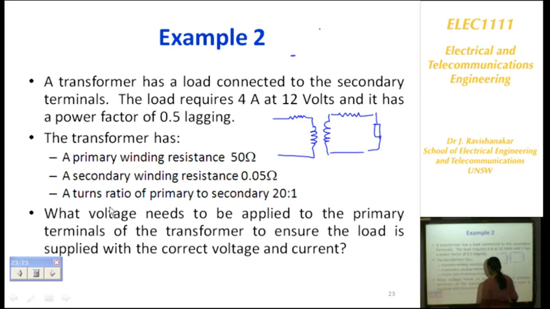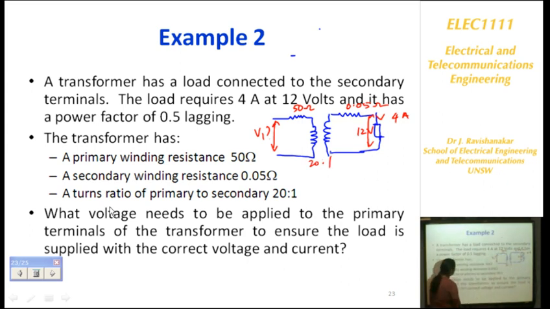Now this resistance is 50 ohm. This resistance is 0.05 ohm. The current here is given as 4 ampere. The voltage across this load is given as 12 volts. Now we need to find out what is V1 applied. In order to find that, the turns ratio is of course given, which is given as 20:1.